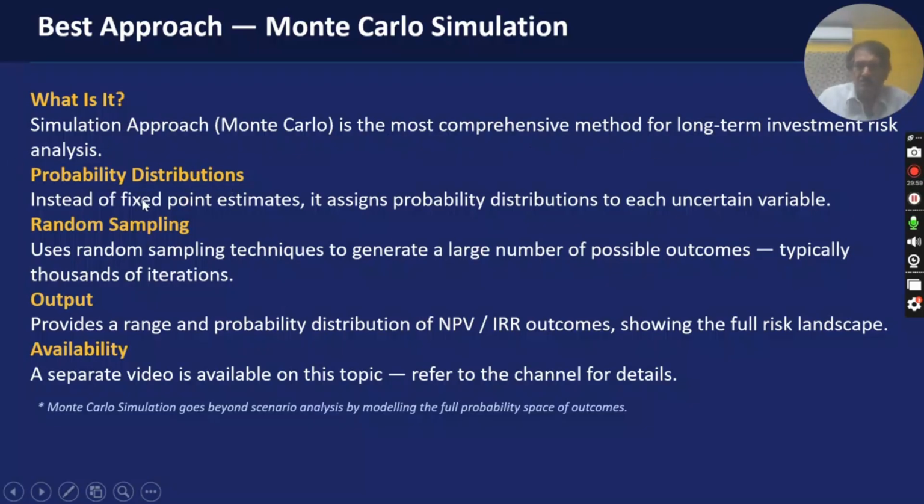Probability distributions. Instead of fixed point estimates, it assigns probability distributions to each uncertain variable. That's why this method is more useful, more scientific. Random sampling is also used, and the output provides a range and probability distribution of NPV and IRR. I have made a separate video for Monte Carlo simulation. You can check it, and there you will get the detailed idea. Monte Carlo simulation goes beyond scenario analysis by modeling the full probability space of outcomes.